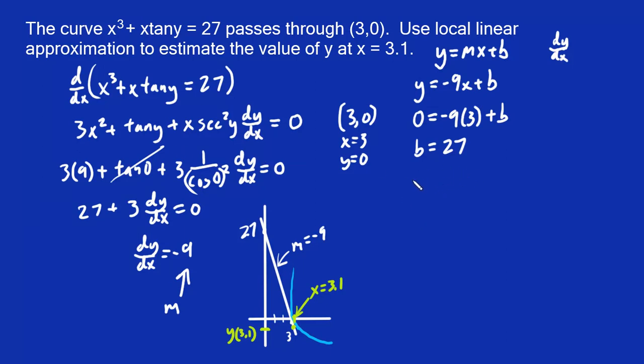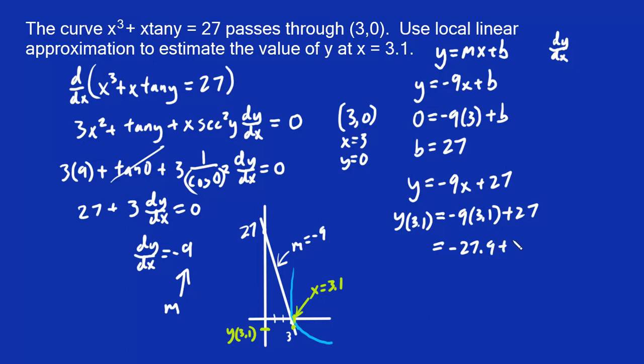So we have y equals negative 9x plus 27. Now we say y of 3.1, because we're trying to approximate the y value at x equal to 3.1. This is equal to negative 9 times 3.1 plus 27. Then 9 times 3.1 is negative 27.9, plus 27, and that's equal to negative 0.9.